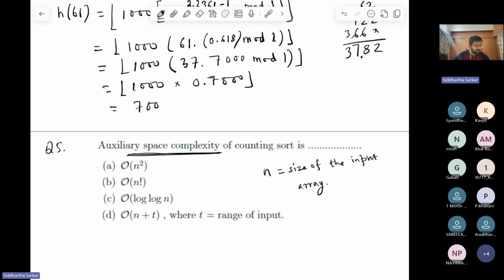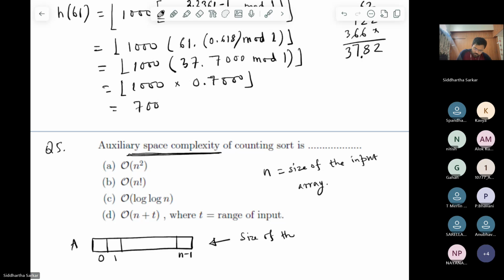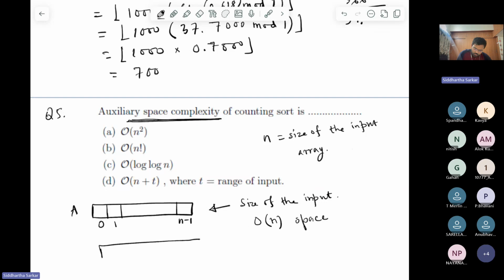So what is the space complexity? So we have seen what is counting sort, how we have counted. So first you have the array which is A, and I am saying that the size of the array is n. So this is the size of the input. Just to take the input itself, you need order n space. That is the minimum space you need. Now you also have to count how many occurrences of each element there are. So what is the size of this count array?